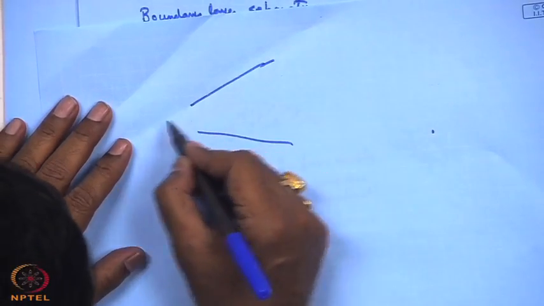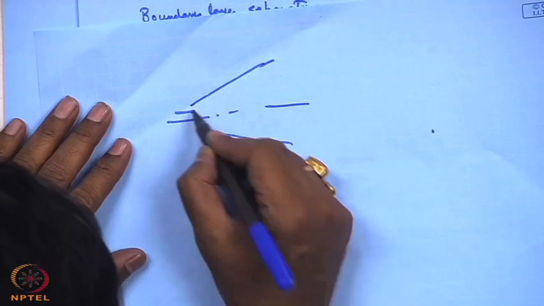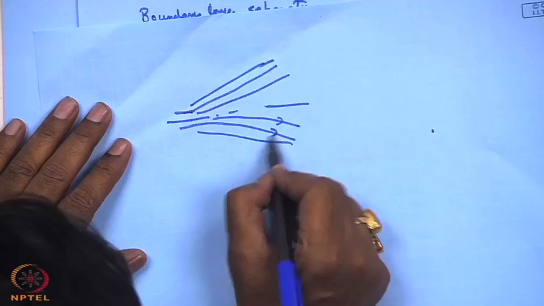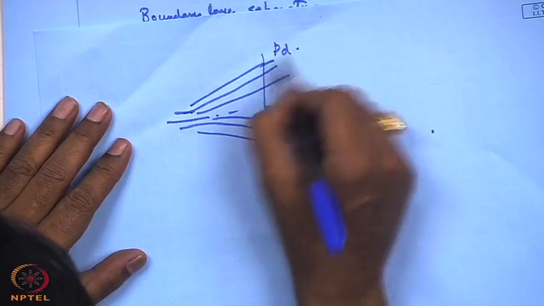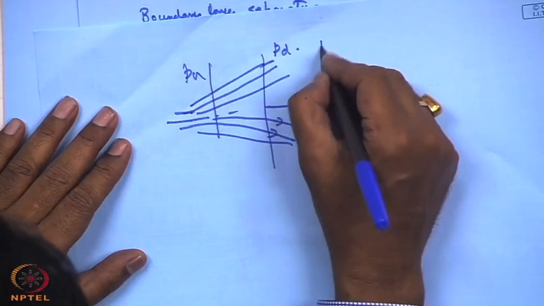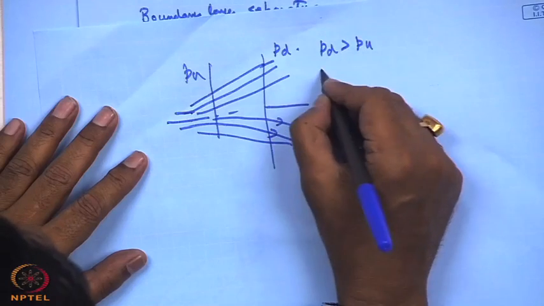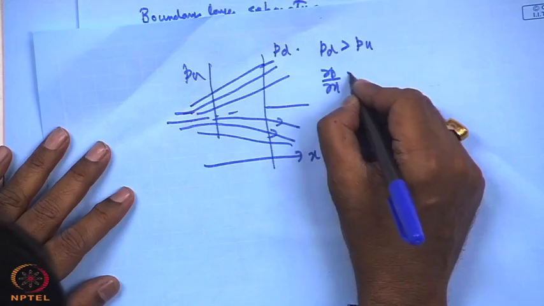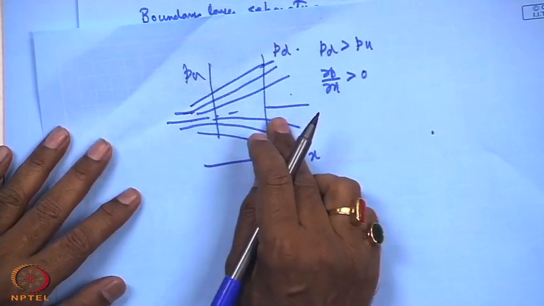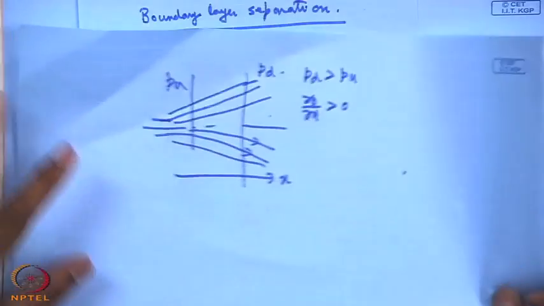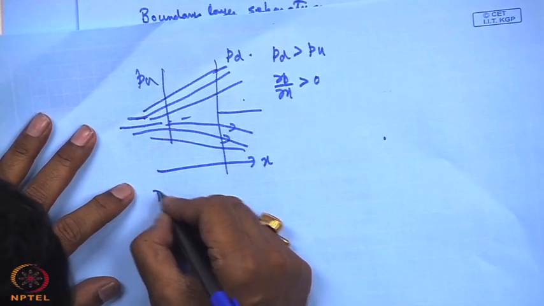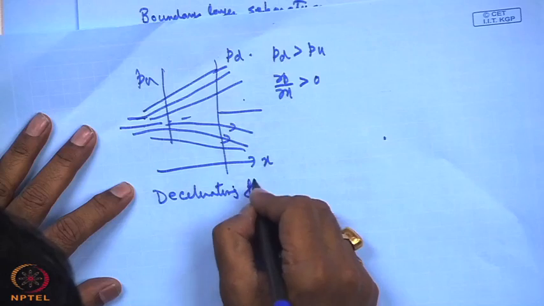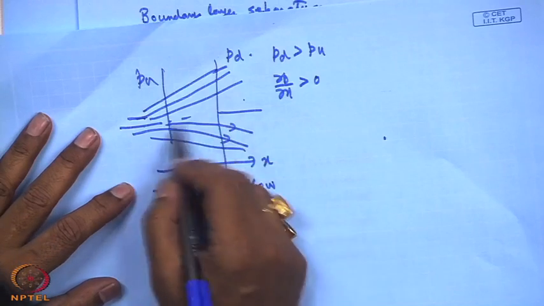Now, when the fluid flows in a diverging channel, for example, the streamline may be like this. So, here what happens? The fluid flows, and at any typical section, PD is greater than PU. So, here, if this is x, del P del x is greater than 0, that means this is an adverse pressure gradient. Here the separation will take place. Whereas, this is the decelerating flow. Decelerating means its flow velocity is reduced and the pressure is increased.